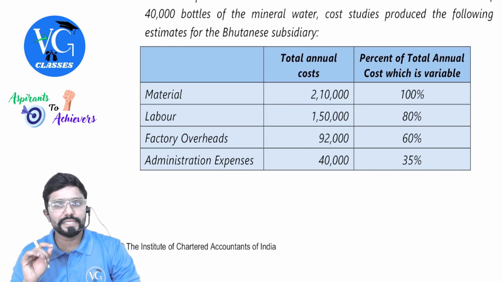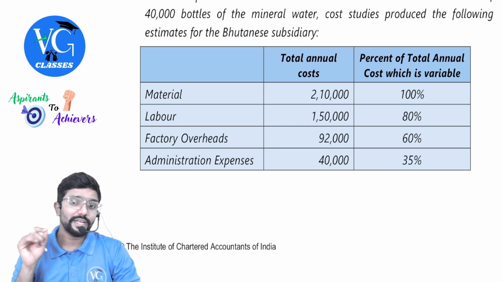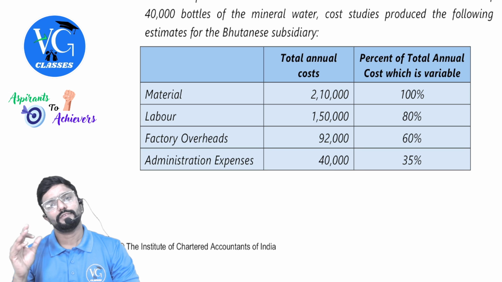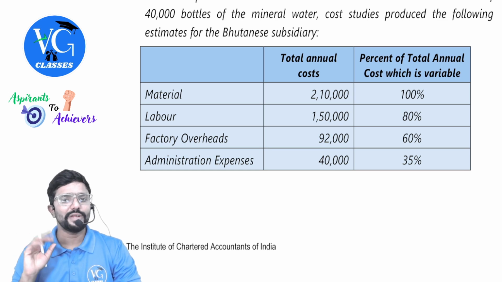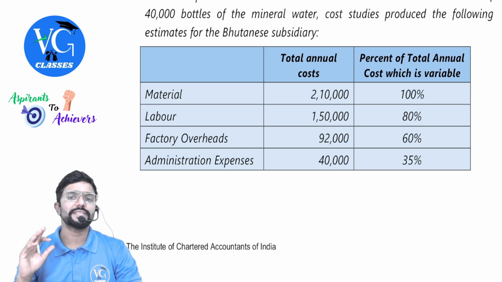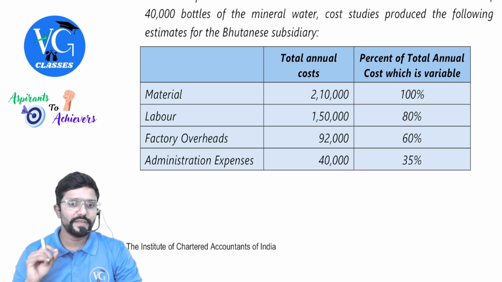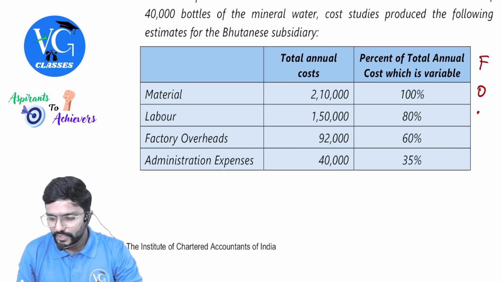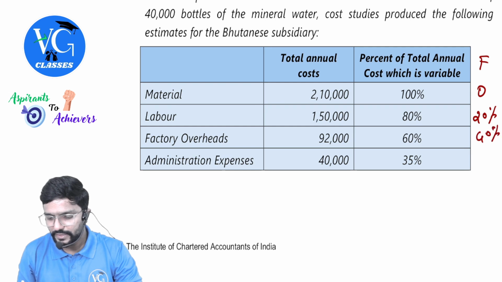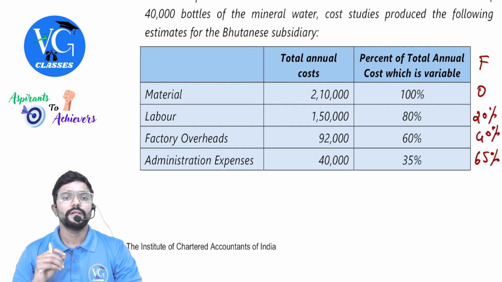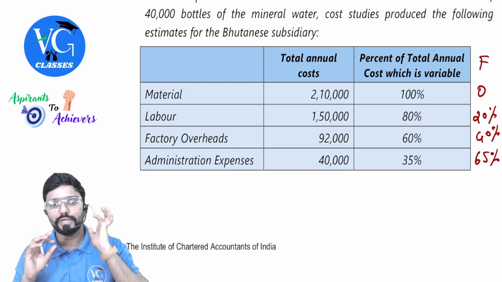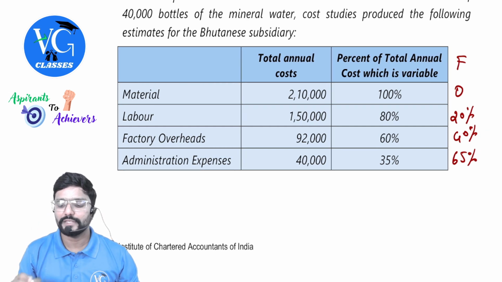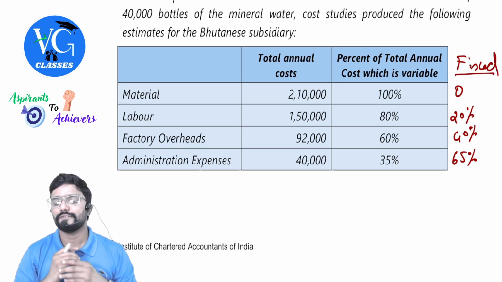Total annual cost, and the percent of total annual cost which is variable. Okay, it means how much is variable they are telling; the remaining will be fixed. Material 2,10,000, 100% variable. Labor 1,50,000, 80% variable, that means 20% is fixed. Fixed: 0, 20%, 40%, and 65%. Factory overhead 92,000, 60% is variable, so 40% is fixed. Administrative expenses 40,000 in total, in that 35% is variable, that means fixed is 65%.